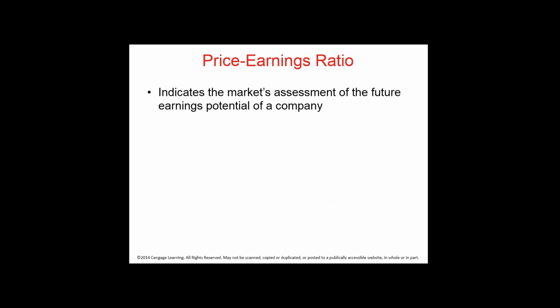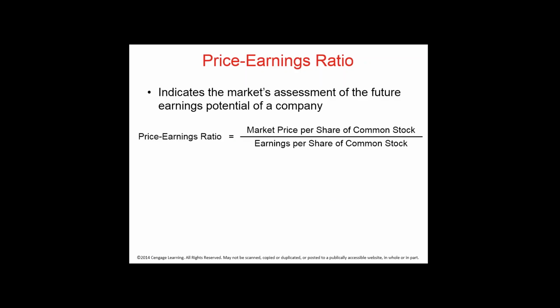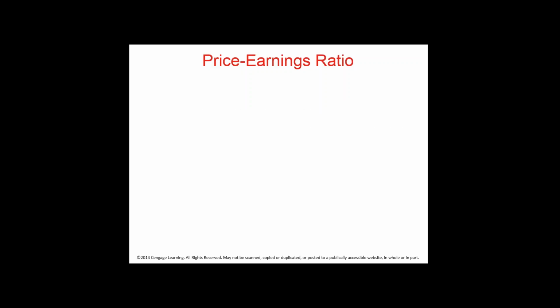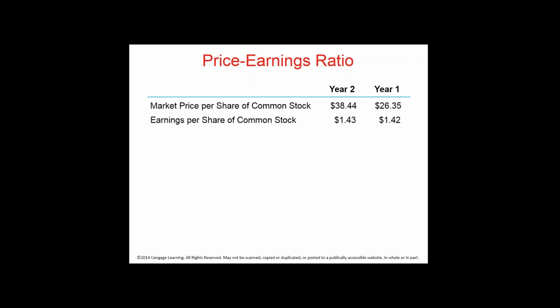Price-earnings ratio. This is looking at the future earnings of a company. This is taking something that is outside of the company books and developing a ratio. The market price per share of common stock divided by the earnings per share of the common stock. So we need to look outside of our accounting records in order to calculate this ratio. So we have the market price, year 1 and year 2, and the earnings per share.